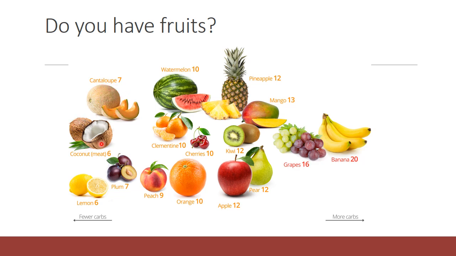Okay, so with this we can work as well with the numbers. So we have 1.5 lemon, 3.5 plums, 1 peach, 1 orange. There is 1 apple, there is 1 pear, there are some grapes, there are 3 bananas, there is 1 pineapple and some slices. There is 1 mango and 1 slice of mango. And there are some clementines and cherries. So do you have any of these fruits in your fridge?